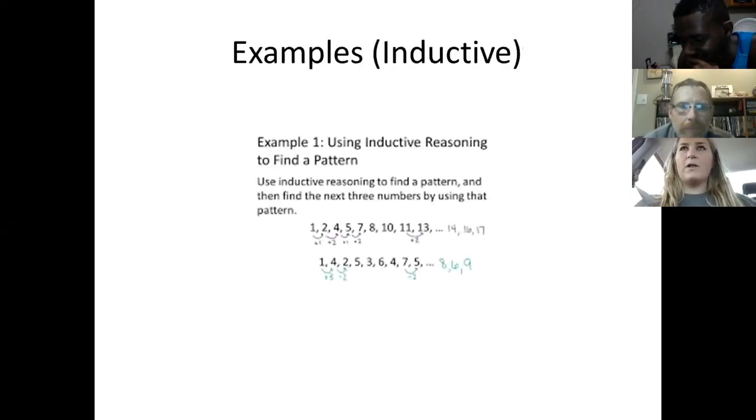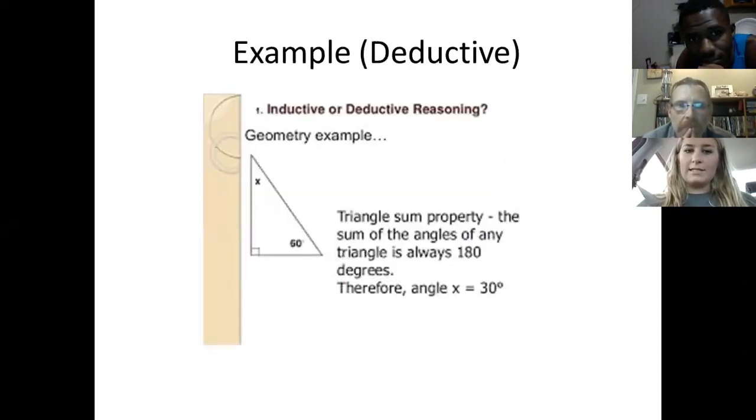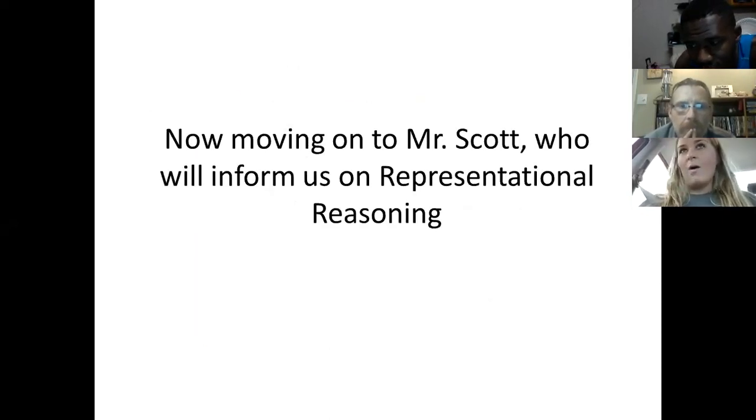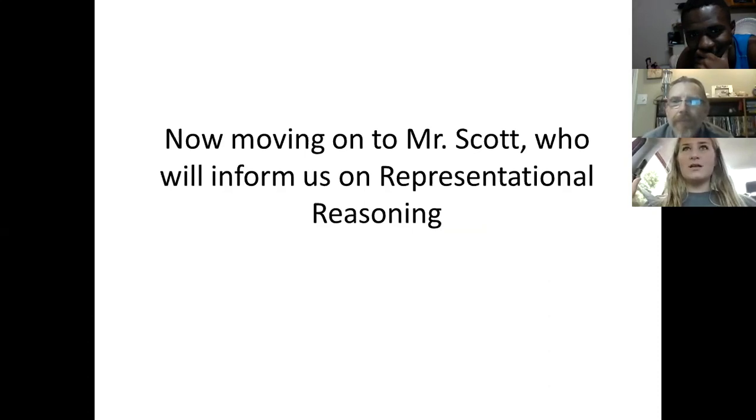Here's an example of inductive reasoning, and the key to this is finding a pattern in your problem so you're able to solve it. And here's an example for deductive reasoning. And now we're going to move on to Mr. Scott, who will inform us on representational reasoning. Take the floor.